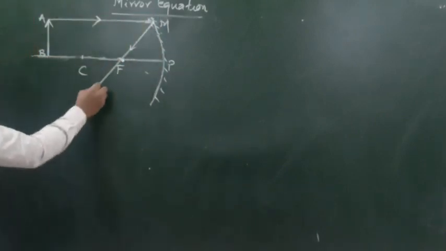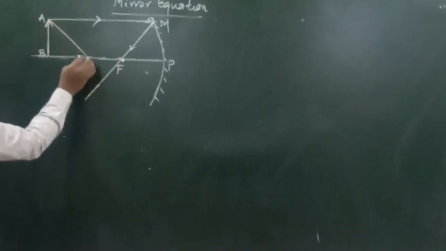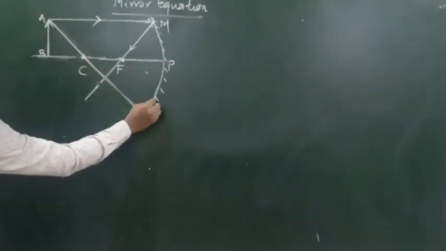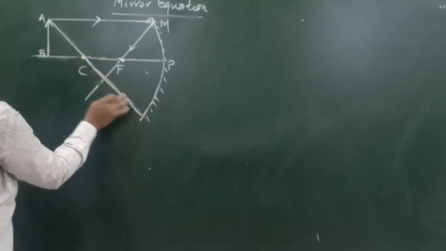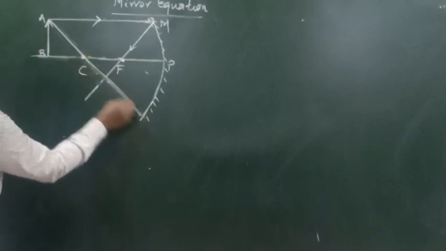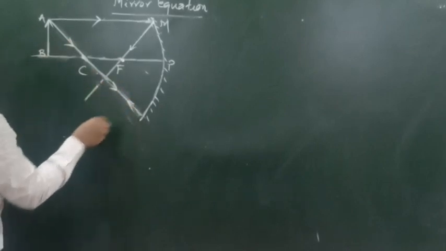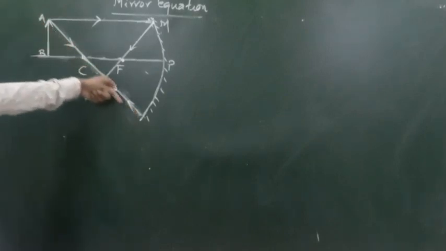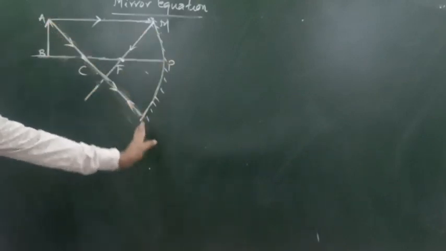Secondly, a ray which is incident along the direction of center of curvature, okay, I have to extend this mirror somewhere here. If a ray is incident along the direction of center of curvature, it should retrace its path, because it is just incident normally. The line through the center is always normal to the mirror, so it is incident normally, so it will retrace its path.